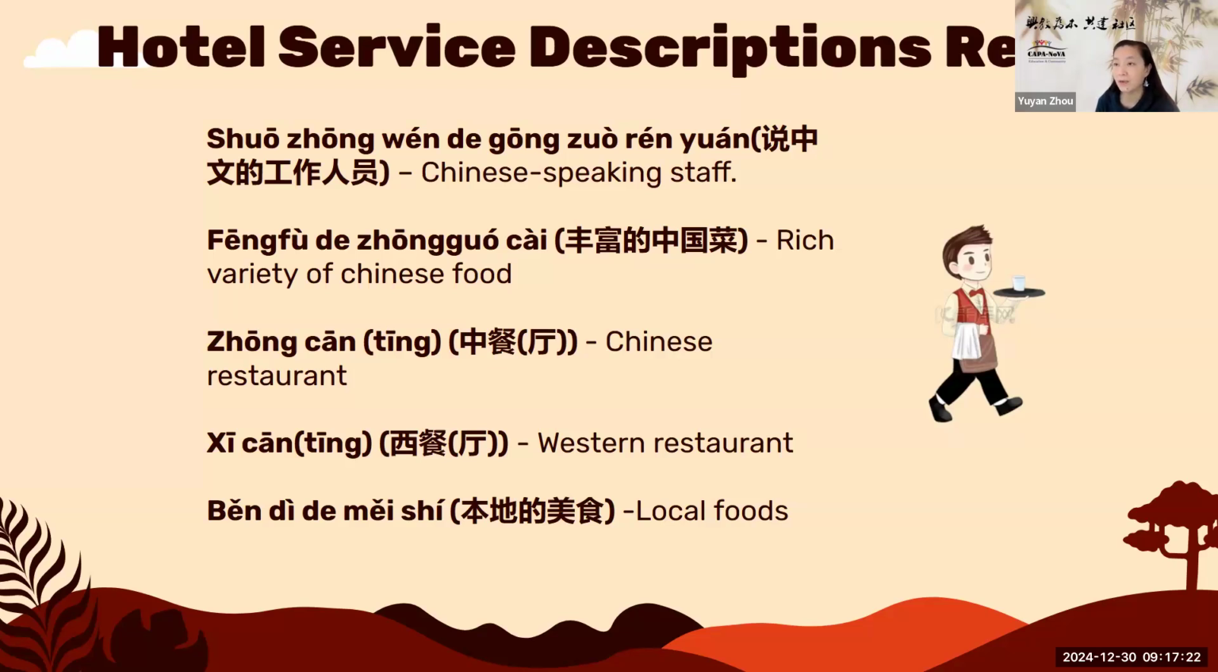However, if you go outside the hotel, let's say there's a freestanding restaurant just by itself, instead of 厅, because remember, 厅 is describing a room inside a building, you want to say 饭店. Or you can say 中餐馆, 西餐馆, 饭馆.